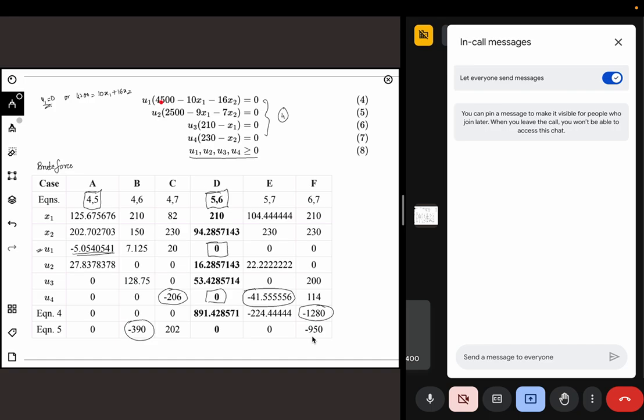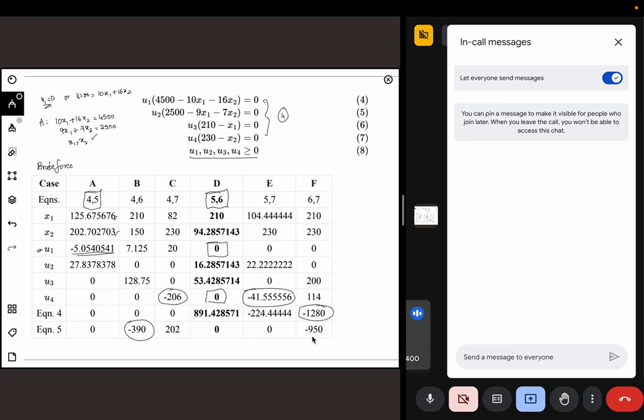So then I'll have only two equations. For case A, the equations I'm solving are 10x1 plus 16x2 equal to 4500 and 9x1 plus 7x2 equal to 2500. So I just have two equations and two unknowns, and I can find x1 and x2 from here. So those are these x1 and x2.